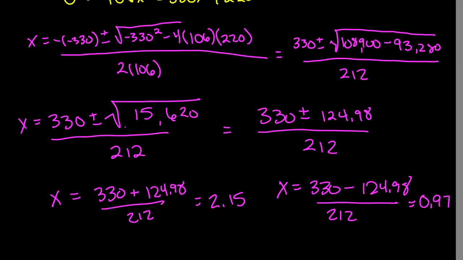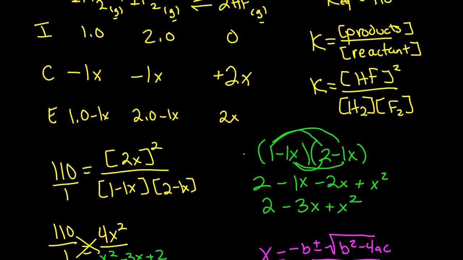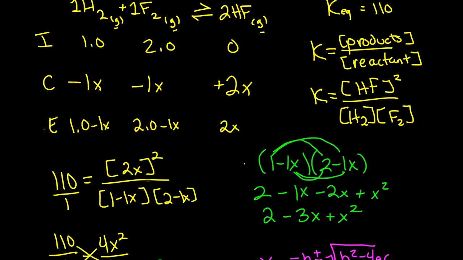So we have 2 values for x, and only one of them can work. How do we figure out which one works? Well, we've got to go back to the start, back to our equations at equilibrium. We have to plug these x values in.